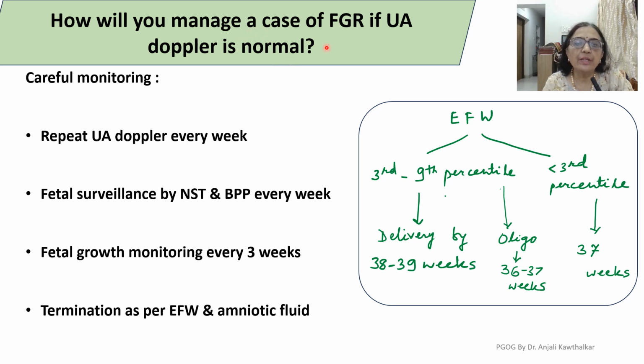Now, how will you manage a case of fetal growth restriction if umbilical artery Doppler is normal? By definition, as we have already seen initially, by RCOG guideline, if umbilical artery Doppler is normal, and the estimated fetal weight percentile is less than 10th but greater than third percentile, then it is considered as small for gestational age. But whenever umbilical artery Doppler flow is abnormal, then it is fetal growth restriction.